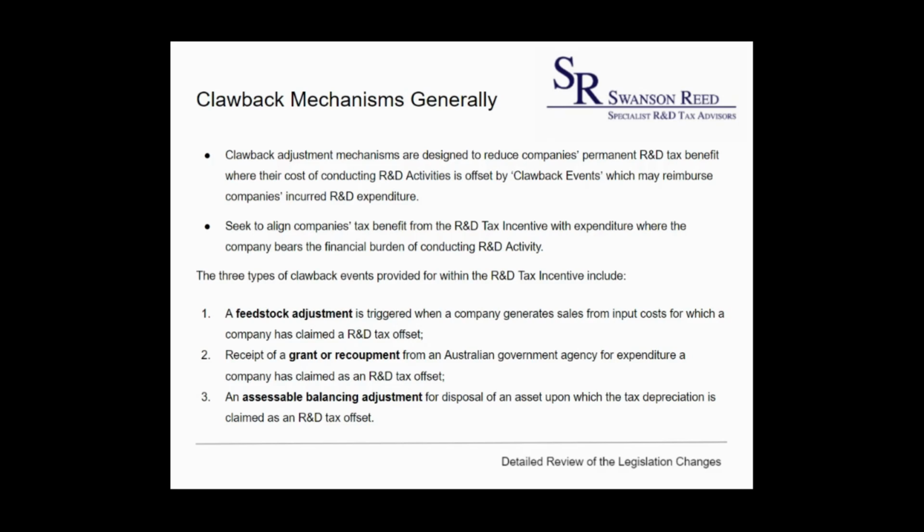The three types of clawback events provided for within the R&D tax incentive include, firstly, feedstock adjustments, which are triggered when a company generates sales from input costs for which they have claimed an R&D tax offset. Secondly, receipt of a grant or recoupment from an Australian government agency for expenditure where they have claimed an R&D tax offset. And the third and final clawback event is an assessable balancing adjustment for disposal of an asset upon which the tax depreciation is claimed as an R&D tax offset.